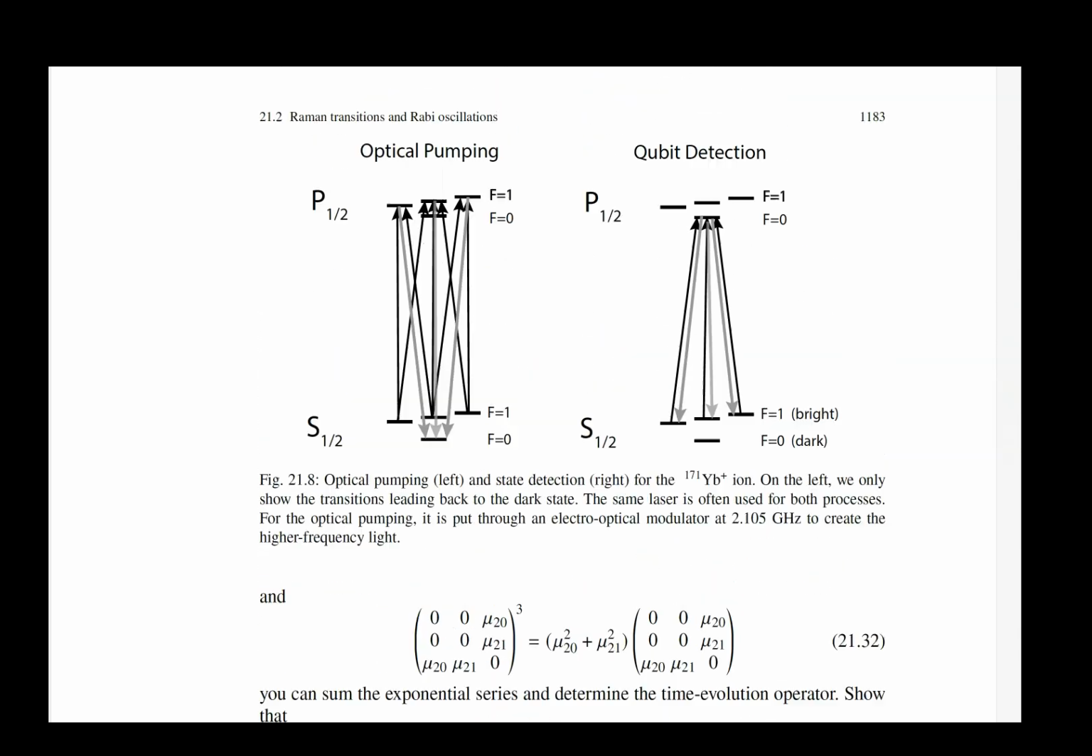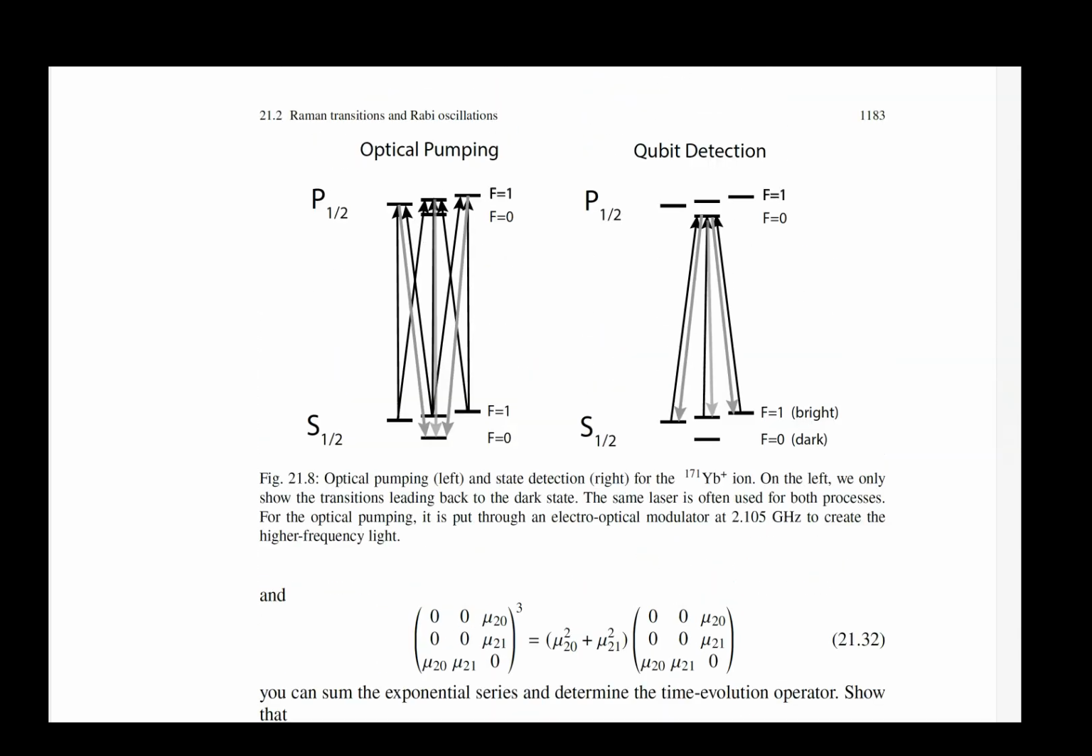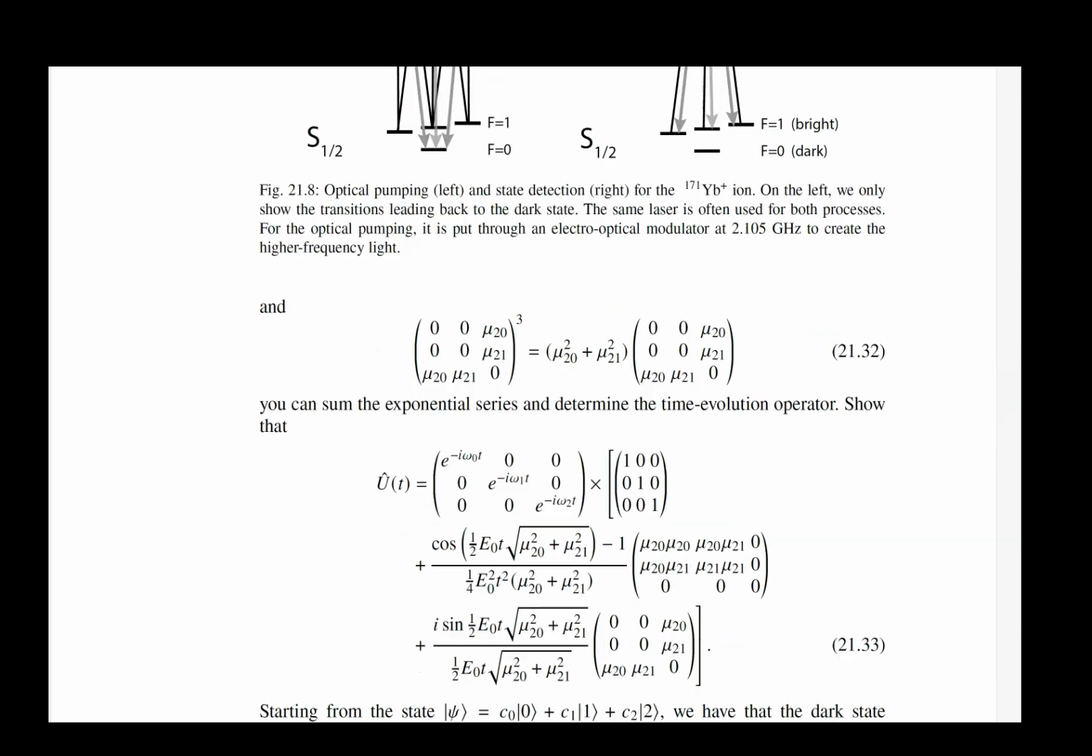And then we talk about how you do the detection. One of the states is bright and has a cycling transition. The other one is dark and has no cycling transition.